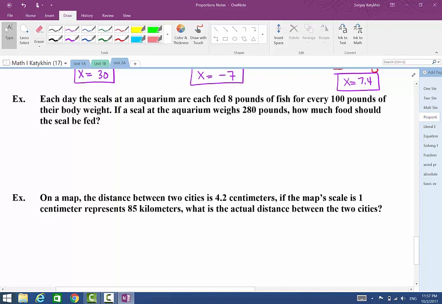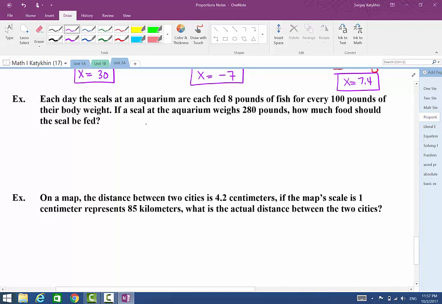If a seal at the aquarium weighs 280 pounds, how much food should the seal be fed? So notice this is a ratio, a comparison of pounds per their body weight. So what we have to do is set up two ratios and then set them equal to each other and then solve for the variable.